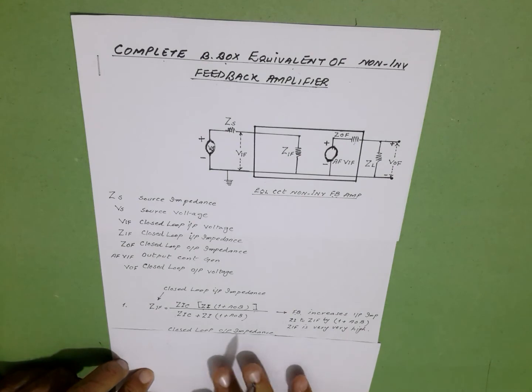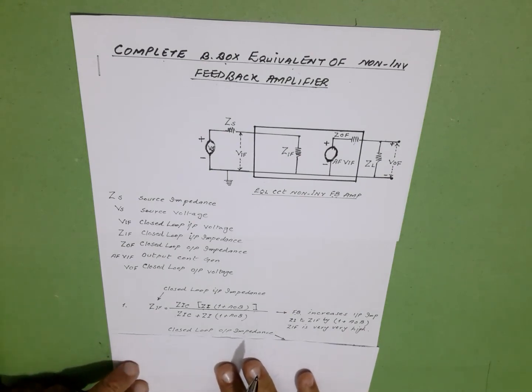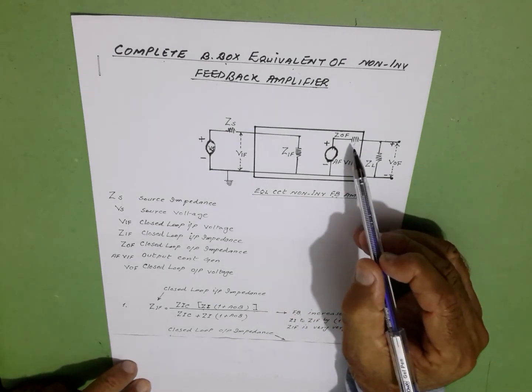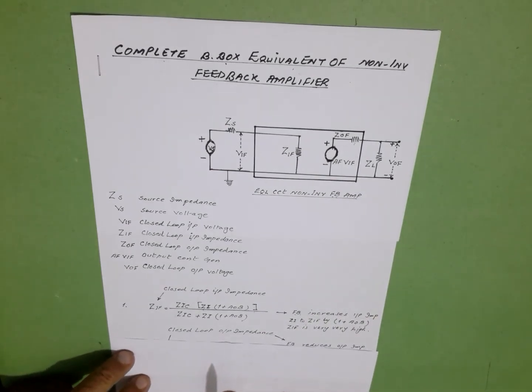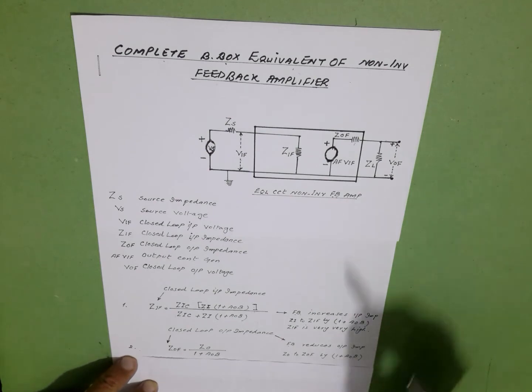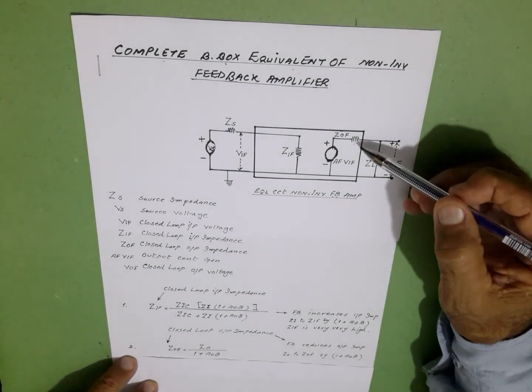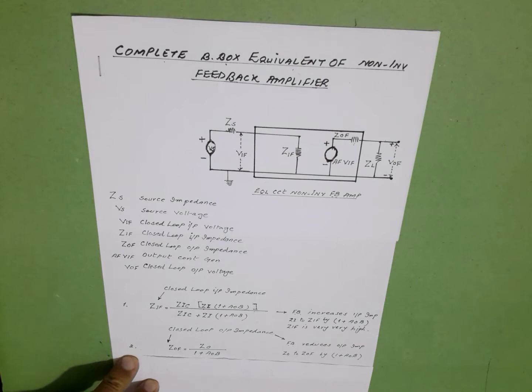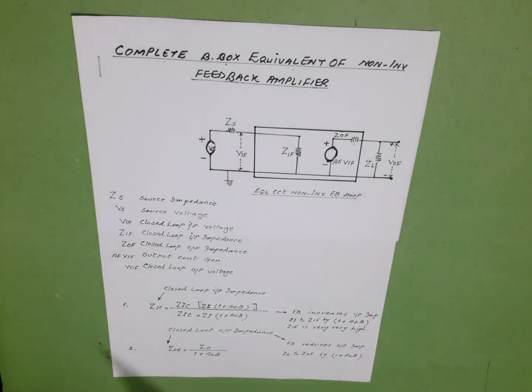ZIF is very high. Closed loop output impedance is ZO divided by 1 plus A naught beta. Feedback reduces output impedance ZO to ZOF by 1 plus A naught beta. Previously it was ZO, now it becomes ZOF. It is reduced by 1 plus A naught beta times.